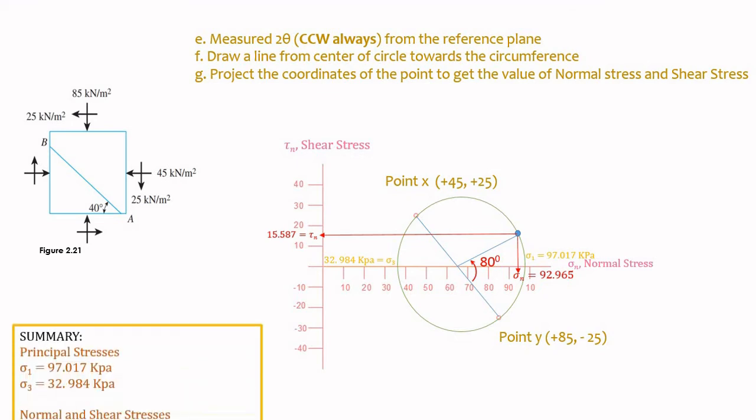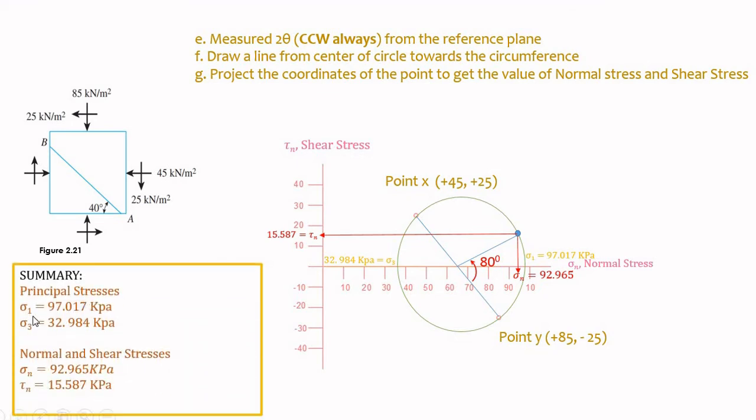You now have the value for your principal stresses, sigma 1, sigma 3, and then your normal stress and the shear stress. So don't forget to always place the summary. Place all the labels, but at the end, put also a summary.